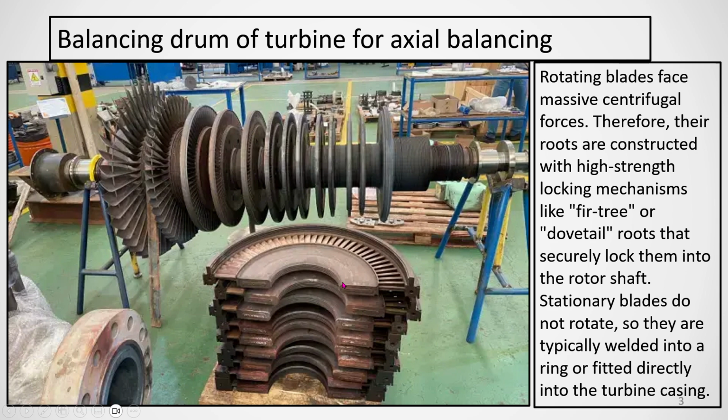And this is the guide blade carrier. This is called the diaphragm, and on the diaphragm the guide blades are mounted. This is the stationary part, and this is the rotating part. As the blades are subject to very high centrifugal force, they need to be fixed on the disc through a fir tree or dovetail type connection, so that due to the high centrifugal force they will not fly out.